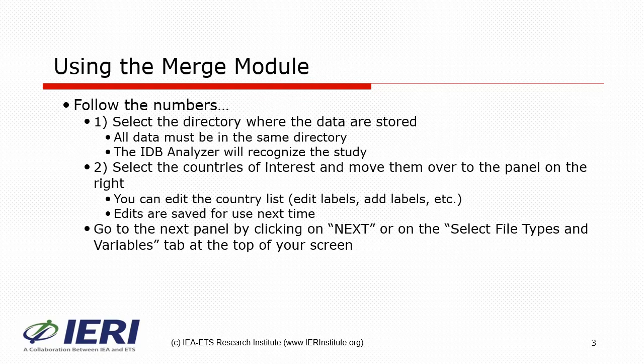When using the Merge module, you will need to follow the numbers on your screen. First, select the directory where the data are stored, and notice that all data must be in the same directory, as the IDB Analyzer will recognize the study from the file naming convention adopted by the study. You will then select the countries of interest and move them over to the panel on the right. Go to the next panel by clicking on the Next button or on the Select File Types and Variables tab.